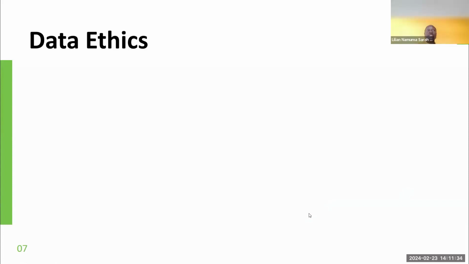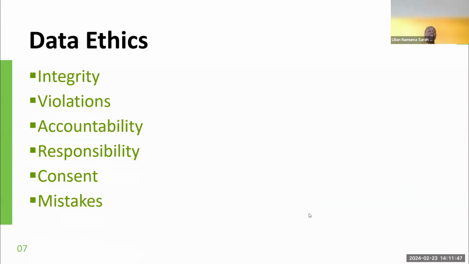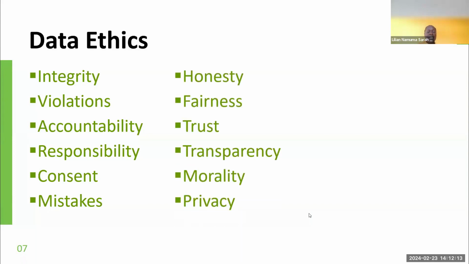Thank you. Issues of privacy, confidentiality. When we think about data ethics, a lot of words come into our mind, and of course it could be a positive word or a negative one, depending on how you use it. So the issues of integrity, violations, accountability, and we look at these in detail later. Responsibility, consent, how to obtain consent, and the mistakes and errors that we may deliberately make. You ask yourself, how can they impact the quality of data that we are collecting, and what does it mean for mental health research and service delivery, which is a very sensitive area. Honesty, fairness, trust, transparency, morality, and privacy that you were mentioning, all are keywords that come into our mind when we think about data ethics.